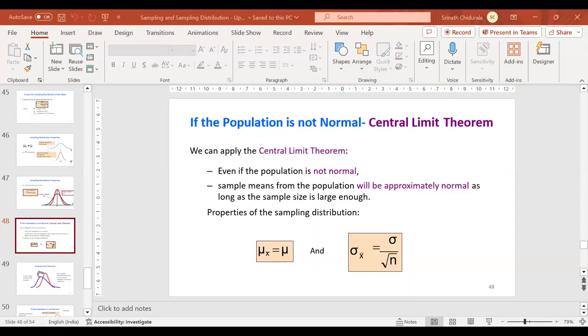Now we talked about estimations. In inferential statistics, there are two types: one is estimation, the second is hypothesis testing. So let's talk about estimates. We generate a sample from the population and then we calculate the sample statistics, which we call estimates, or a point estimate.